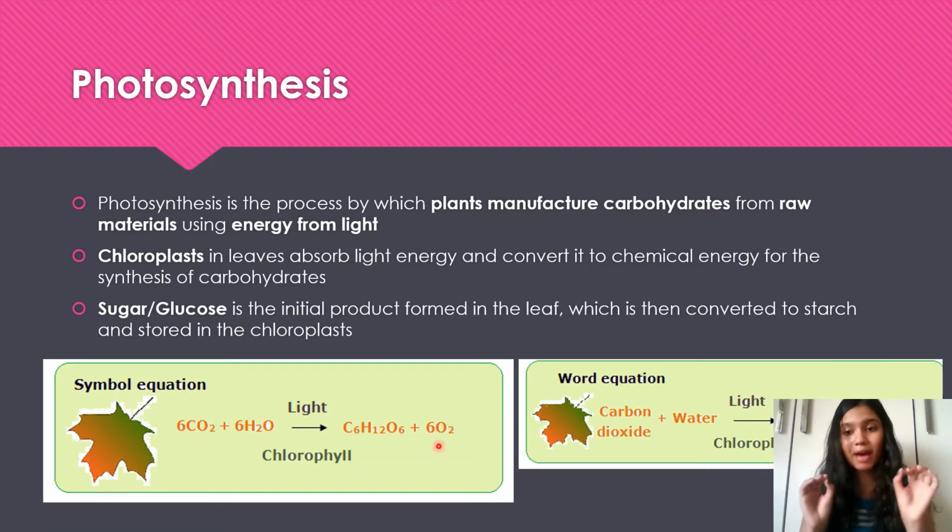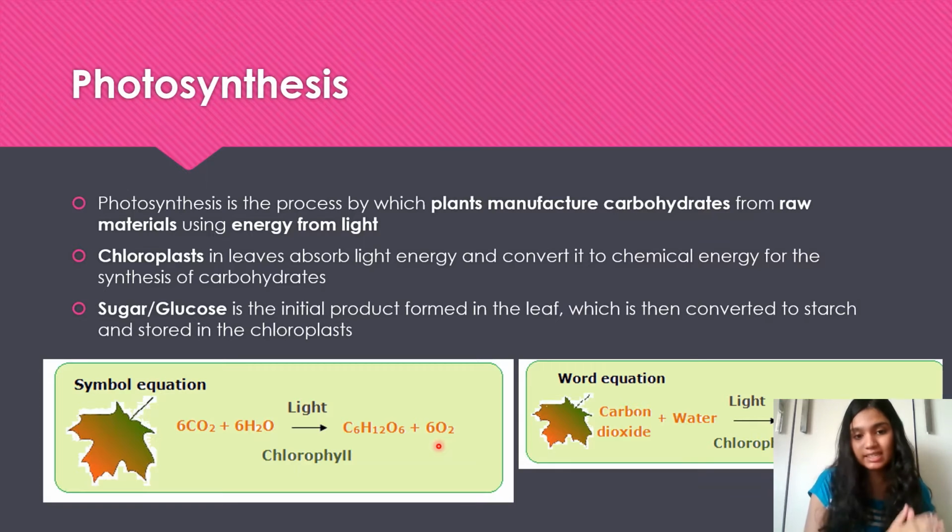You have to state the balanced chemical equation. You can't just write CO2 plus H2O gives C6H5O6 plus O2. You write 6 because it has to be balanced. They will always ask you to write a balanced equation. And if they don't ask for a balanced equation, you're still expected to write a balanced equation because that will give you a mark.